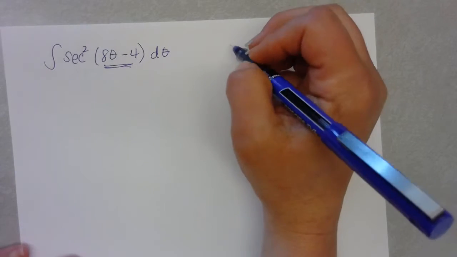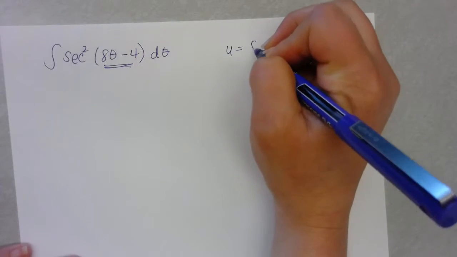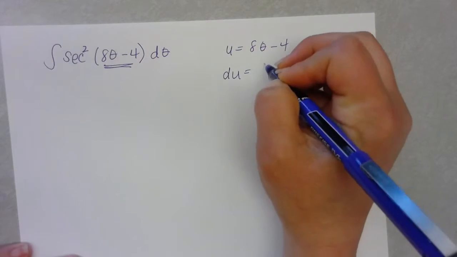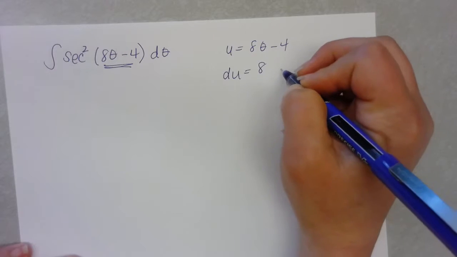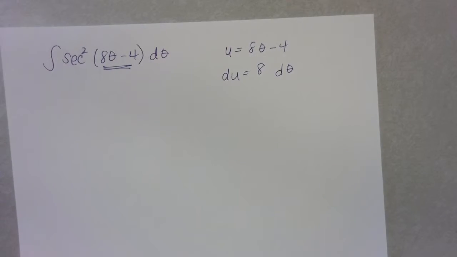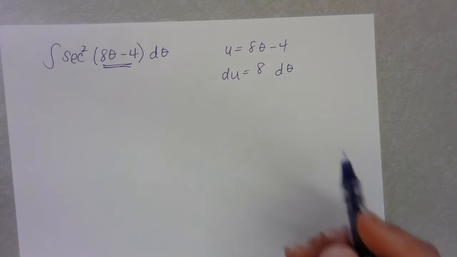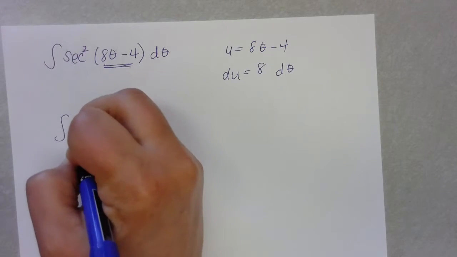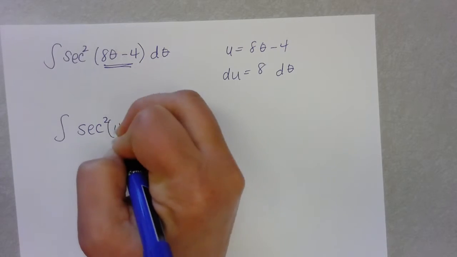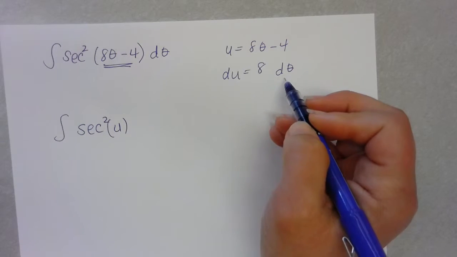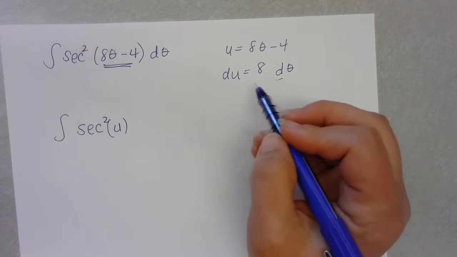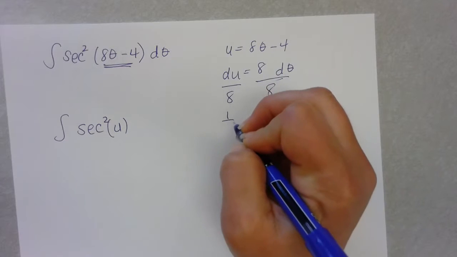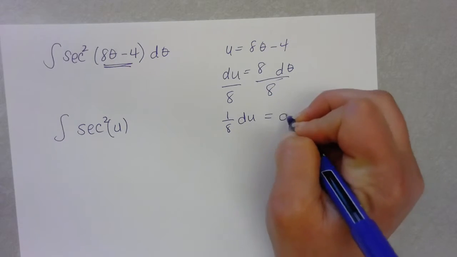So I'm going to use this time, my u is 8 theta minus 4. So my du will be 8. And then since I'm in theta, that'll be d theta this time. So this time, all I have is d theta to swap out, right? Because this part will just be secant squared of u. And now to get rid of my d theta, I'm just going to solve for d theta because it's just a constant here. So I'm going to divide both sides by 8. So this is 1/8 du equals d theta.